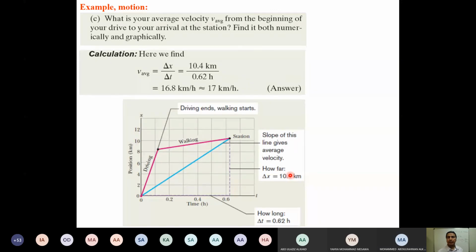Graphically, the graph is given here, okay? I don't need to go into the details of the graph. You can see it in the slides. If you have any question, ask me.